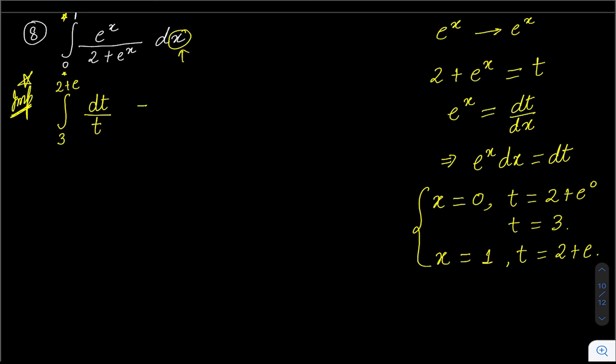Okay, then after this, we can integrate this. This will be ln of mod t, or ln t, whichever you like. And my limits are 3 to 2 plus e. So this will be nothing but ln of upper limit minus ln of lower limit, that is 3. And remember, we don't have to use c in this because it's a definite question.